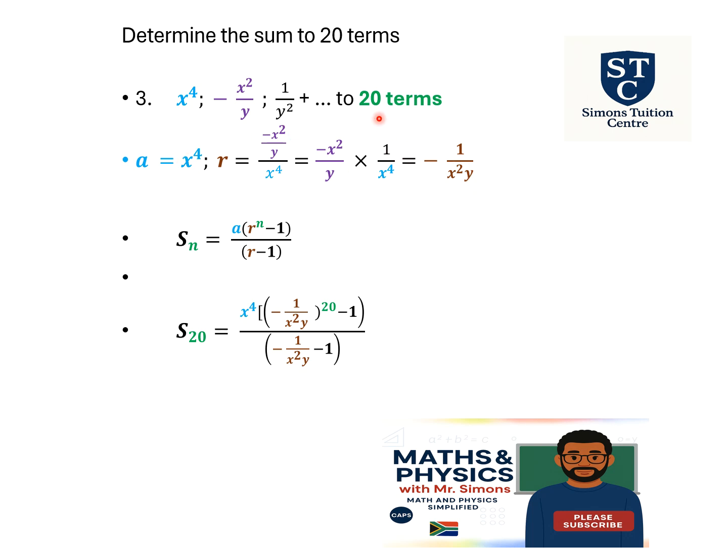Alright, to get the sum to 20 terms, Sn equals a(r^n minus 1) over r minus 1. So again, substitute in, a is x to the power 4. Here we have minus 1 over x squared y to the power 20, minus 1, over negative 1 over x squared y, minus 1. Right, we don't need to simplify it further. That is just more to see whether you can work with variables and substitute them in correctly.